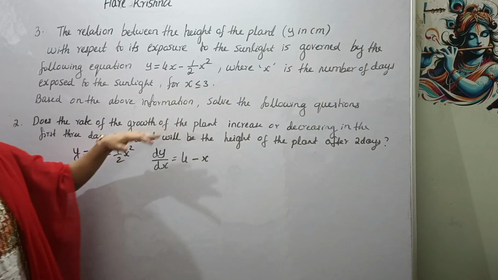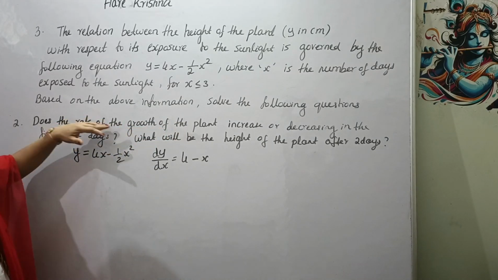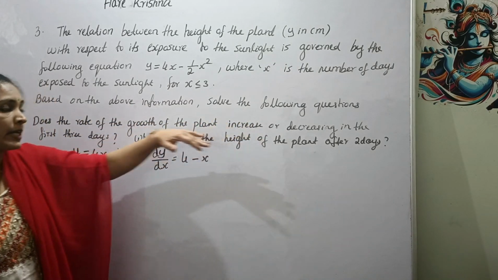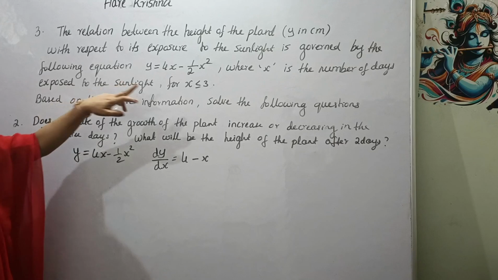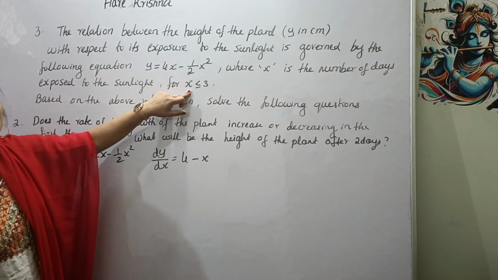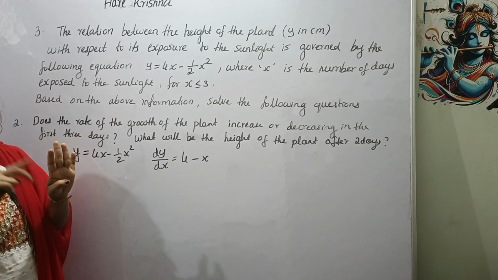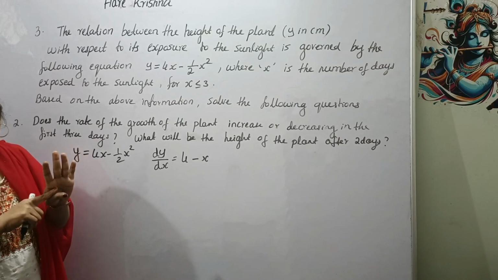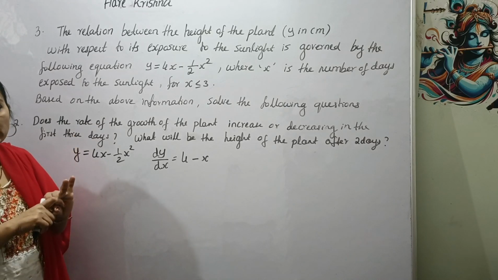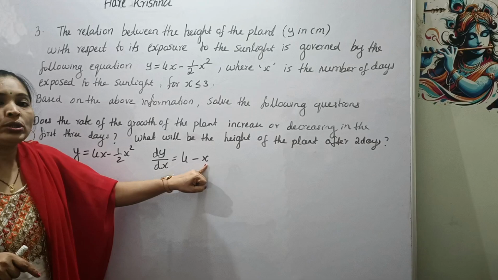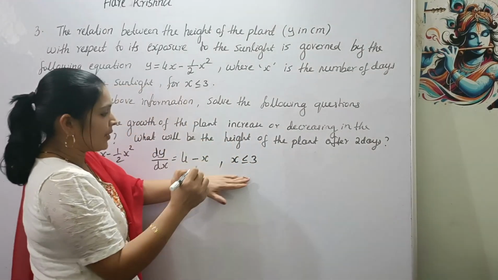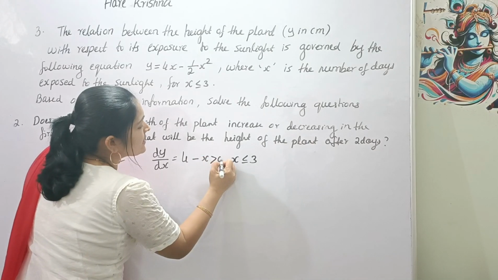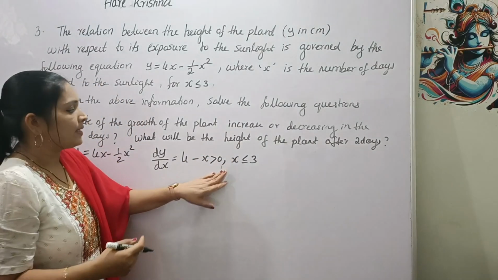And here it is mentioned: does the rate of the growth of the plant increase or decrease in the first 3 days? Number of days is denoted by x, right? So here x is less than or equal to 3. Possible values of x are x is equal to 1, x is equal to 2, x is equal to 3, right? So for x less than or equal to 3, it is greater than 0, right?